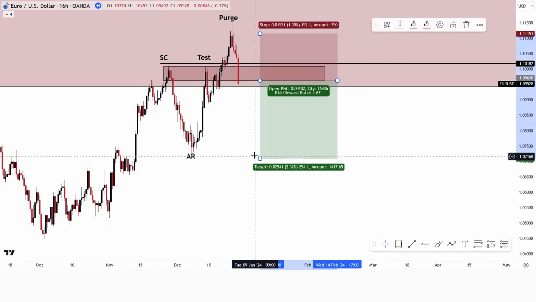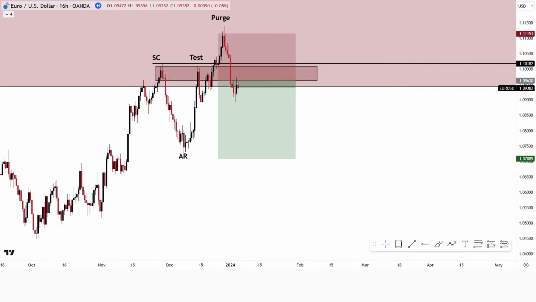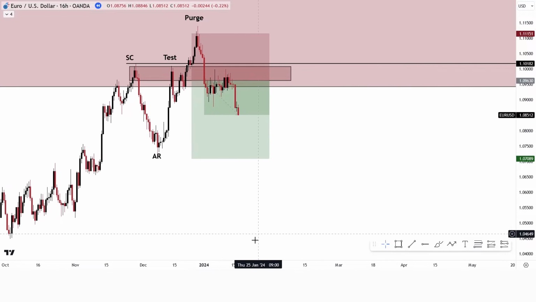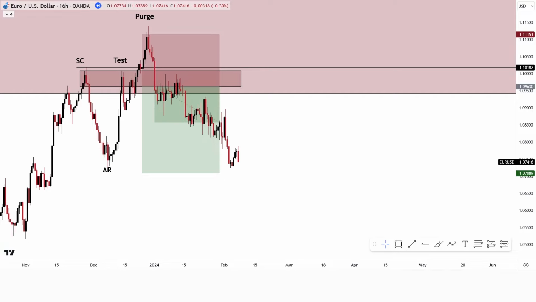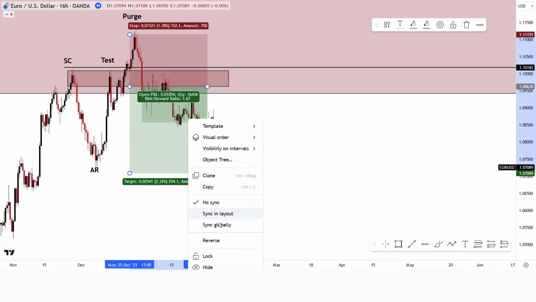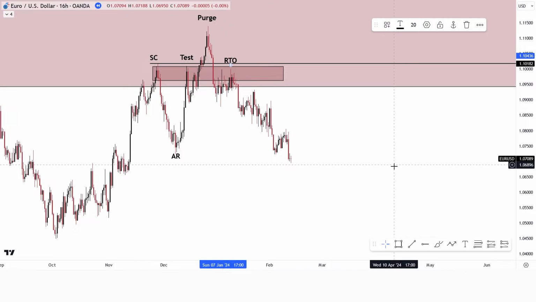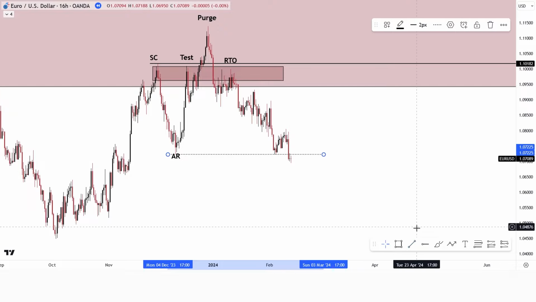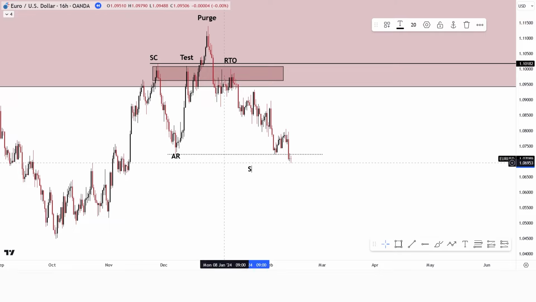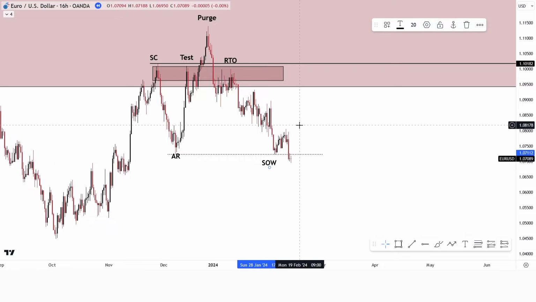Now this would be your RTO. And you have your return to origin. So this was your RTO. And here you have a break of structure. And you have your sign of weakness. Now, any retracement back inside of this range, you're looking for your last point of support.